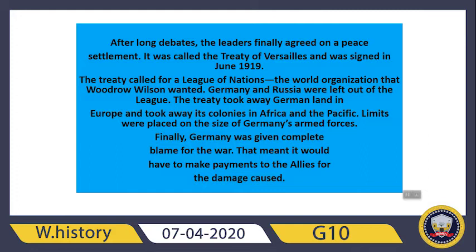So now you have come to know what the Treaty of Versailles was. The treaty called for a League of Nations, the world organization that Woodrow Wilson wanted. Germany and Russia were left out of the league, and the treaty took away German land in Europe and its colonies in Africa and the Pacific. Limits were placed on the size of Germany's armed forces, and finally Germany was given complete blame for the war. That meant it would have to make payments to the Allies for the damage caused.